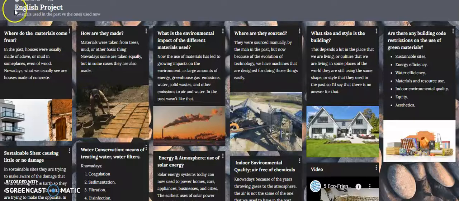Hi teacher, this is my English project of materials used in the past versus the ones used now. Where did the materials come from?